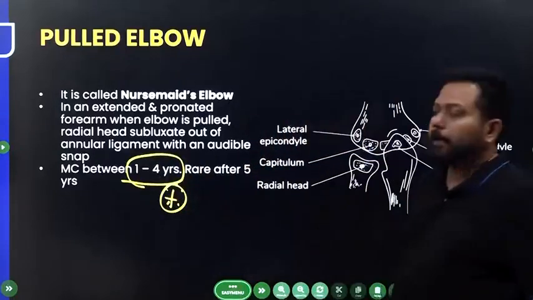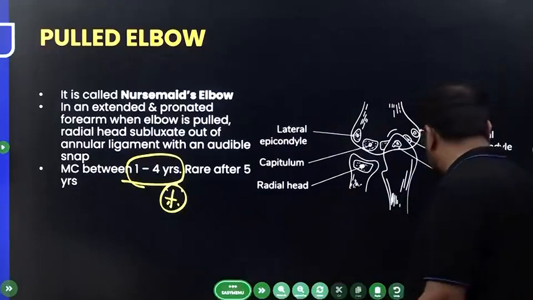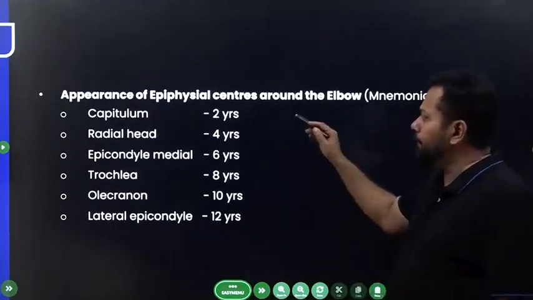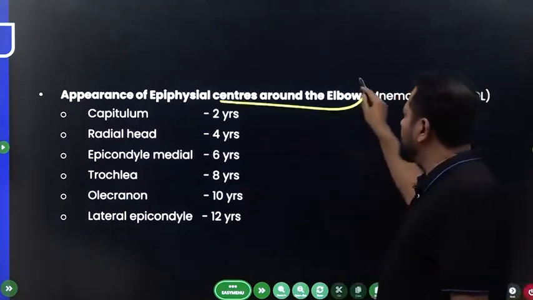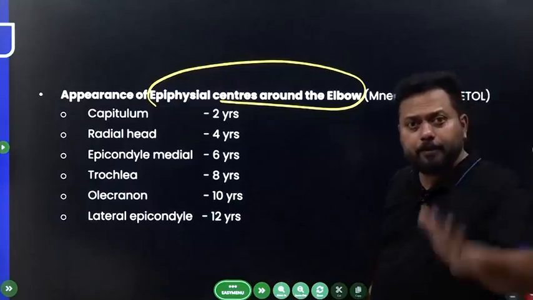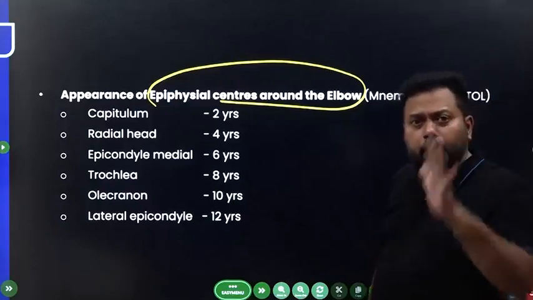1 to 4. Rare after 5 years. Okay, yes. And please remember this CRITOL mnemonic, age of appearance of epiphyseal centers around the elbow. This you can expect in anatomy, orthopedics, forensic medicine. This goes by a name called CRITOL mnemonic.